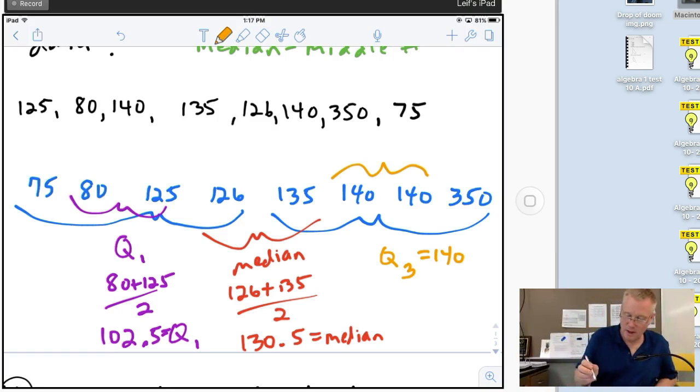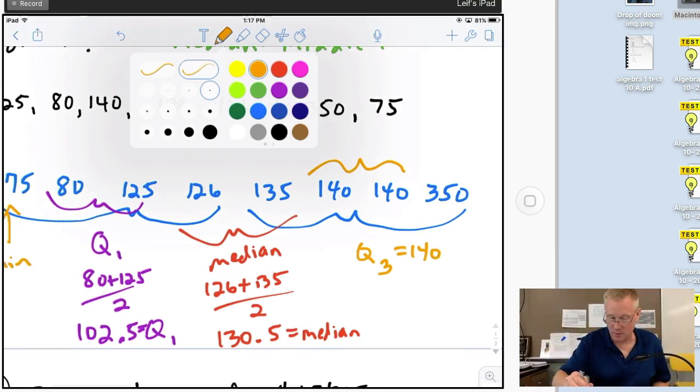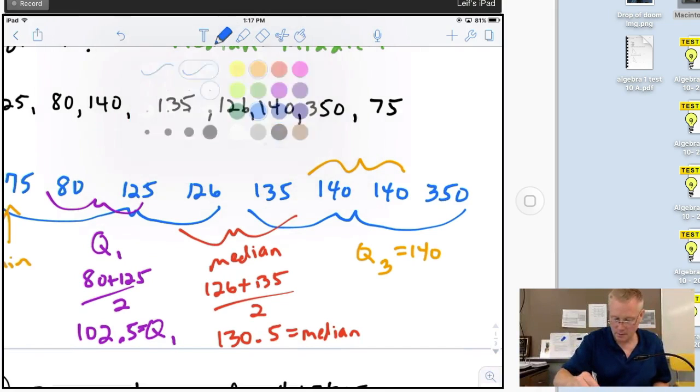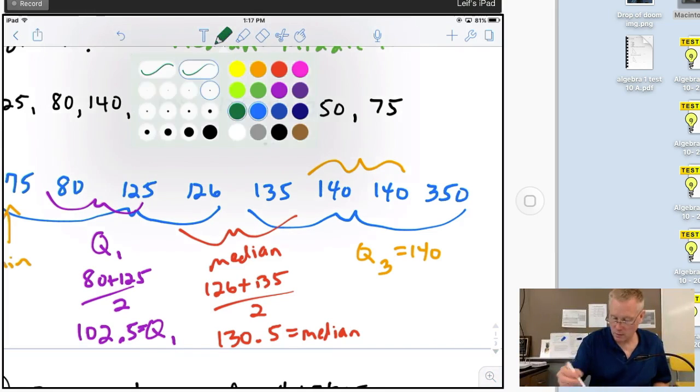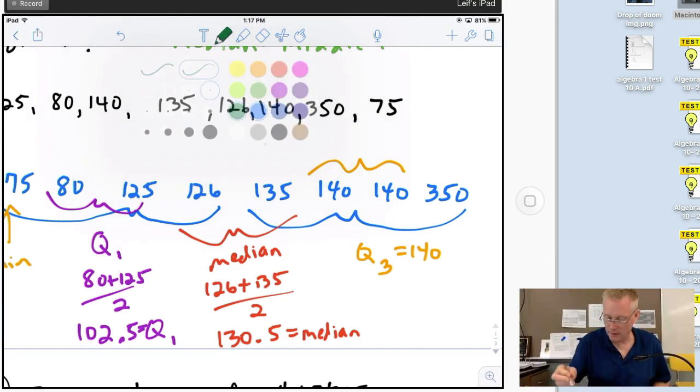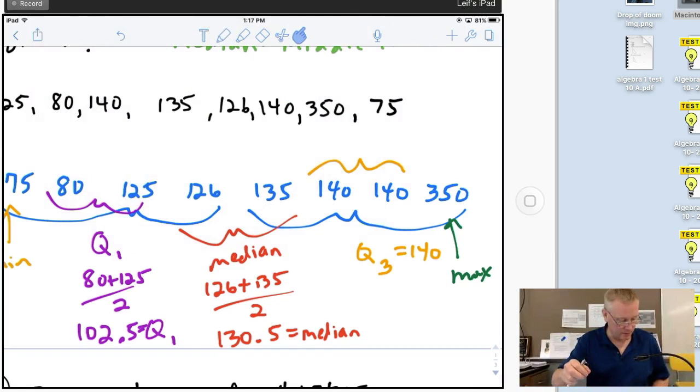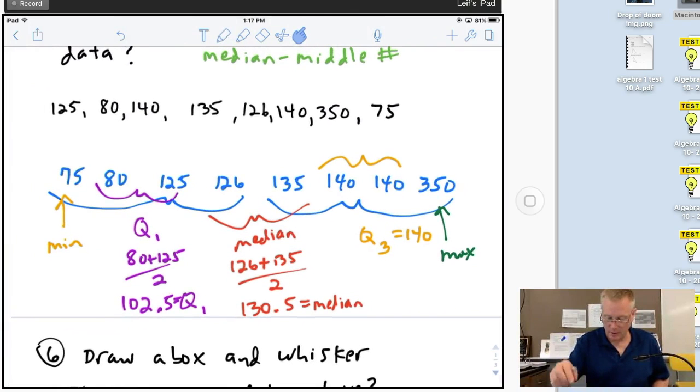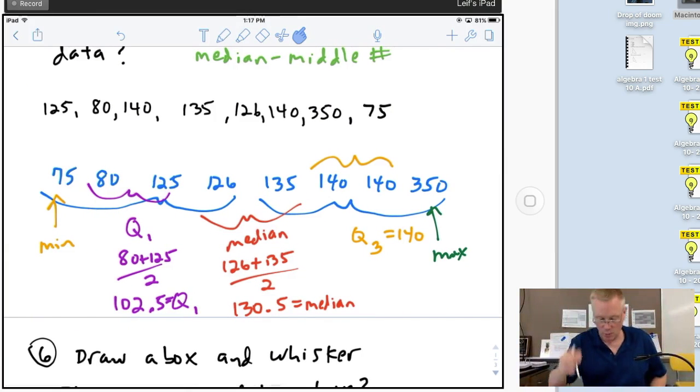All right, next. I need the maximum and the minimum. This is nice and easy. The minimum is the smallest number in the data. The maximum will be the biggest number in the data. I shouldn't use blue. I already got that going. Green. My maximum, okay? So I'm going to write down these, I got these numbers written down right here. And now I'm going to make a box and whisker plot, okay?